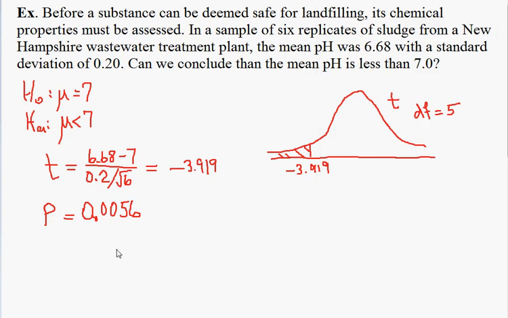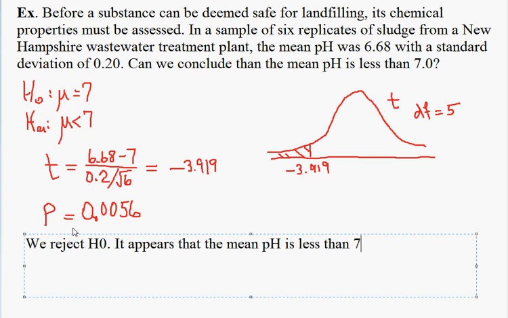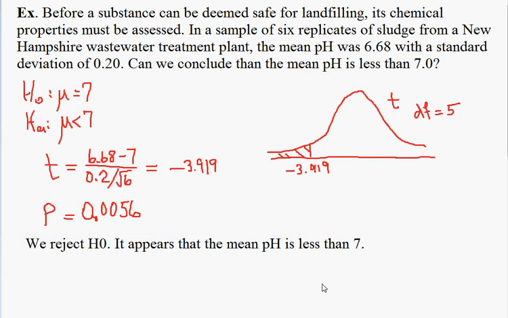And so my conclusion is, and I'll type out the conclusion: we reject the null hypothesis. It appears that the mean pH is less than 7. And so that would be the conclusion that we make based on the data that is available to us, because the p-value is less than alpha.